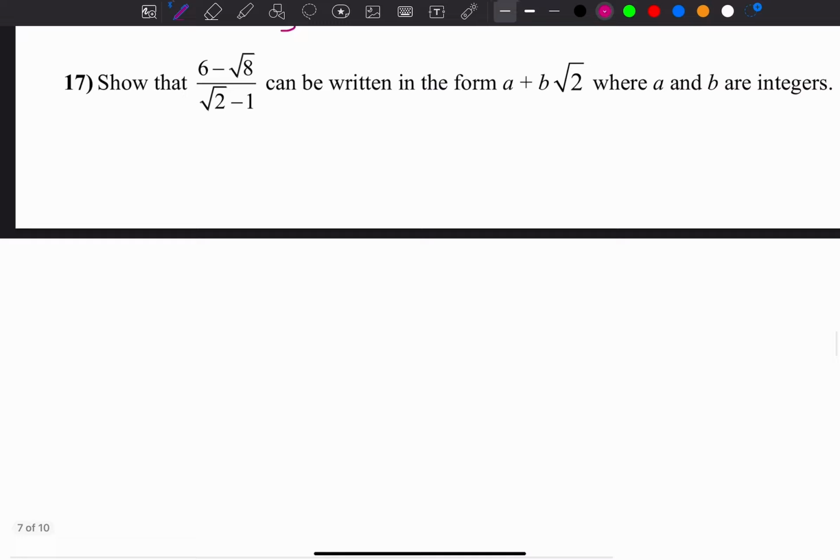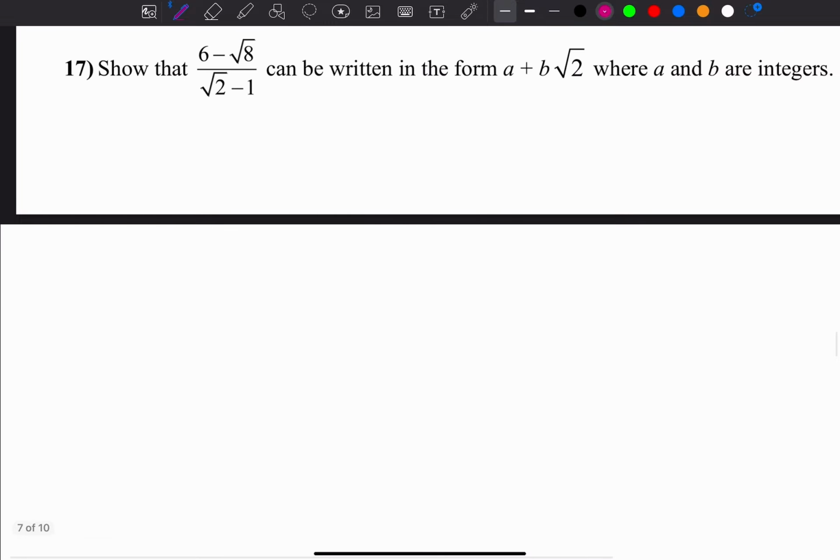Okay, the next one is rationalizing surds. Always remember, always simplify the surds. 6 you can't simplify. Root 8, yes you can. Root 8 is, what is the square number? Root 4 times root 2. Root 4 is 2, so 2 root 2. So 6 minus 2 root 2 over root 2 minus 1.